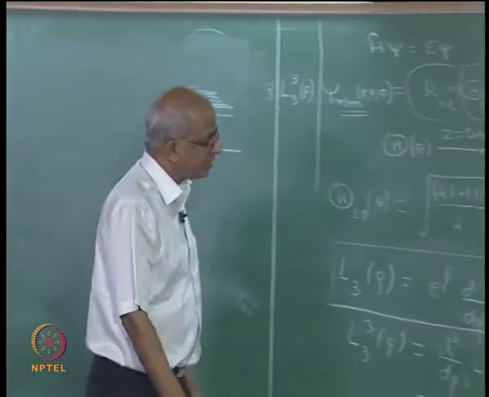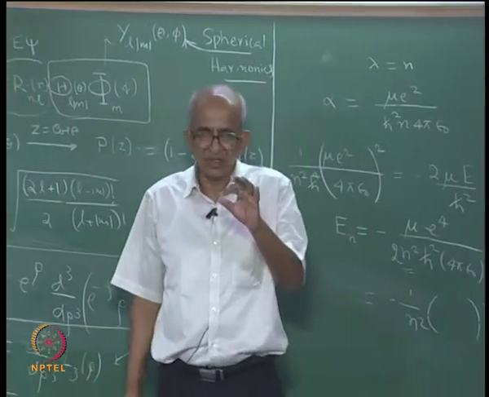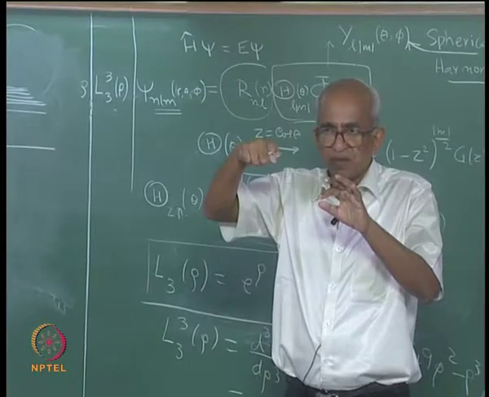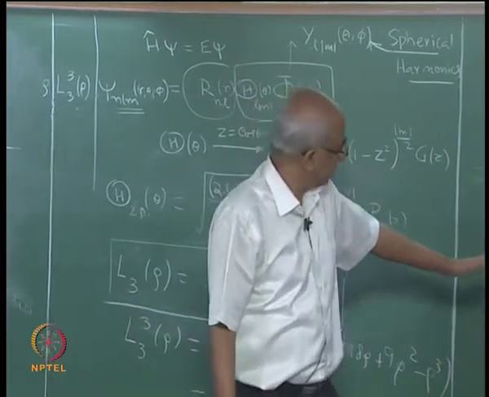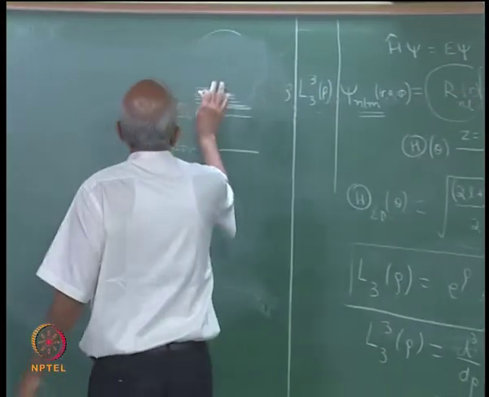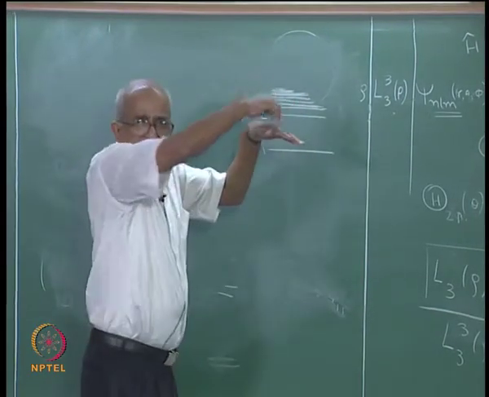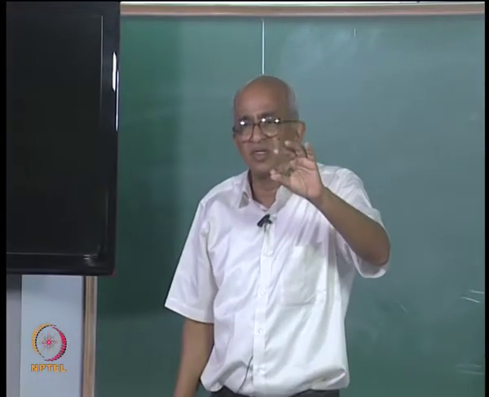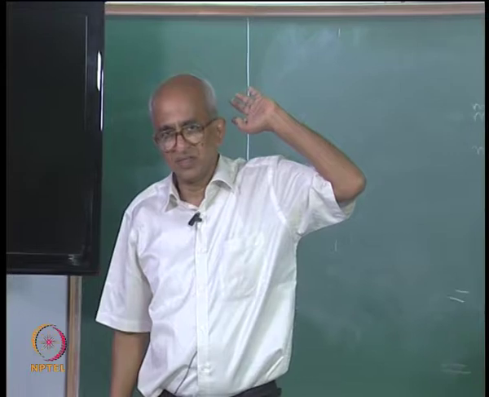As the value of n increases, you see, you have this 1 by n square. So what will happen is that the energy levels get closer and closer until n is equal to infinity. If n is equal to infinity, what will happen? The energy according to this will become 0. So the energy levels approach each other, they get very close. In the limit n tending to infinity, the separation between the allowed energy levels becomes very small. It will tend to 0 as the value of n approaches infinity.